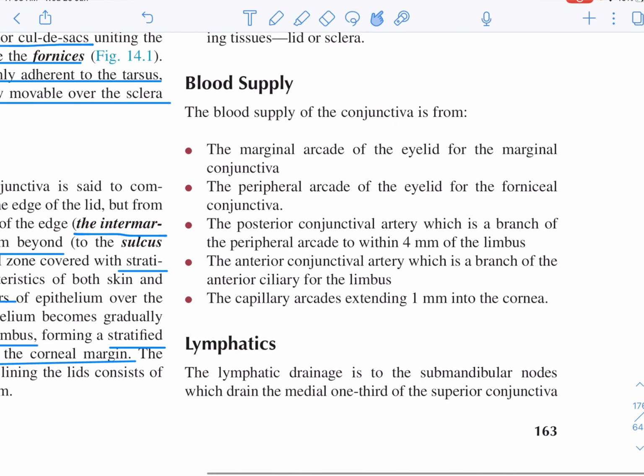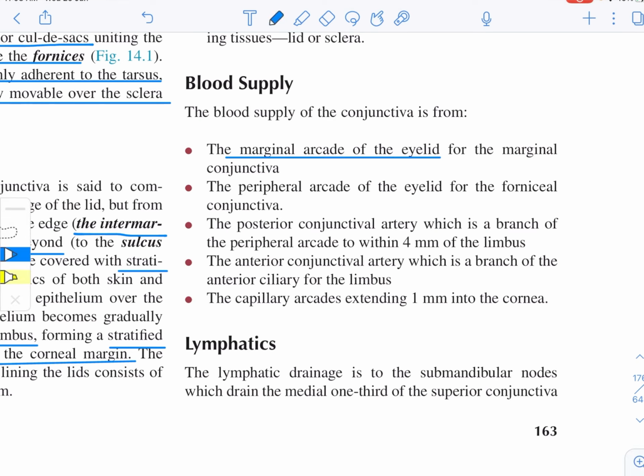The blood supply of the conjunctiva is from the marginal arcade of the eyelid for the marginal conjunctiva, the peripheral arcade of the eyelid for the fornicial conjunctiva, posterior conjunctival artery, a branch of peripheral arcade to within 4 mm of the limbus, anterior conjunctival artery, which is a branch of the anterior ciliary for the limbus, and capillary arcades extending 1 mm into the cornea.